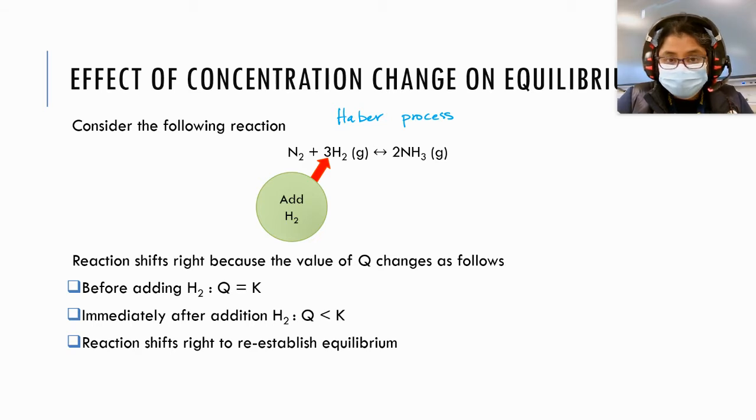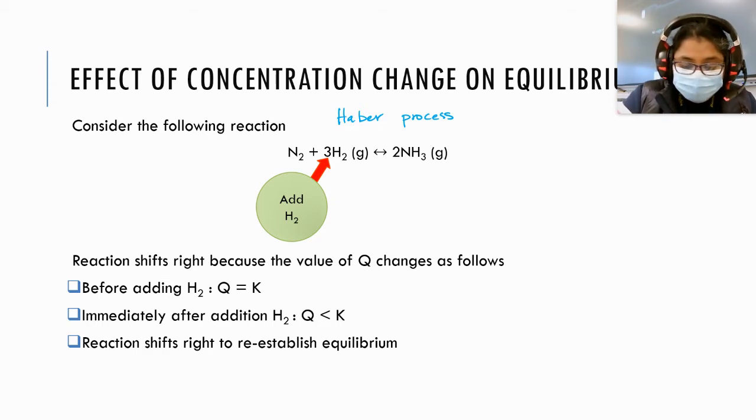So we are trying to change the equilibrium by changing the concentration. Or we're trying to disturb the equilibrium by changing the concentration. So, one of the ways that you could push the reaction to go more towards the product, which is the ammonia, is you can add H2. Now, before you add the extra reactants, your Q is equal to your K. Remember, when Q equals K, you're at equilibrium.